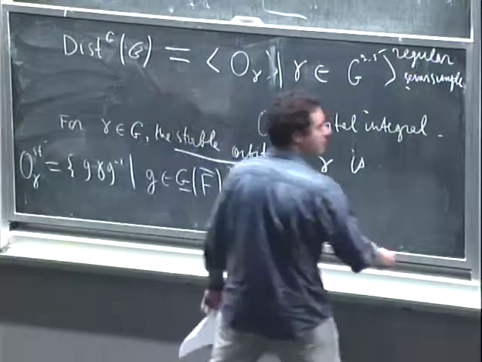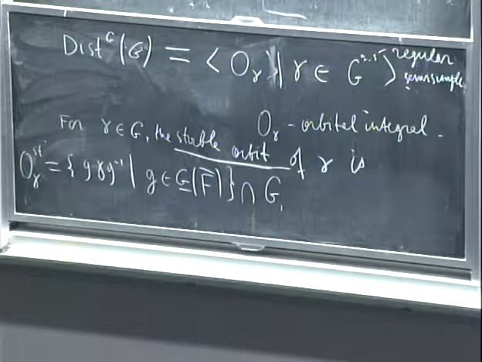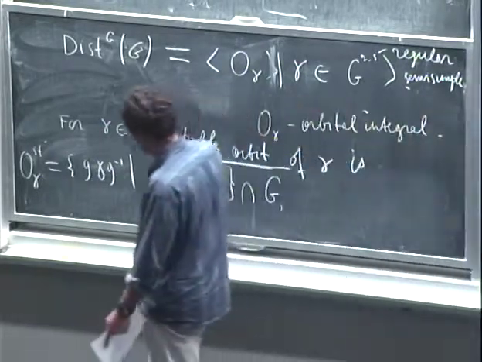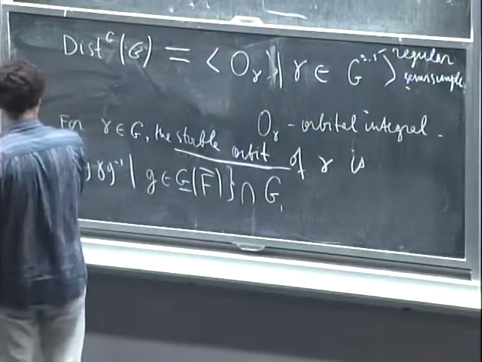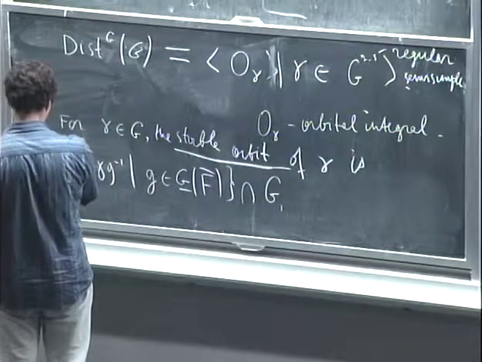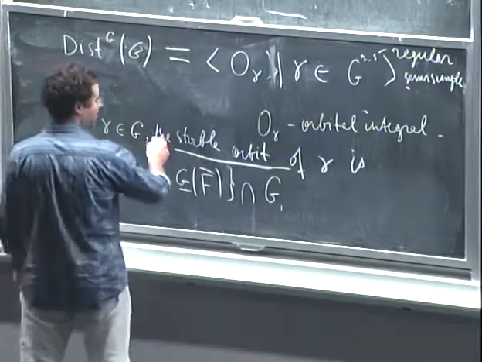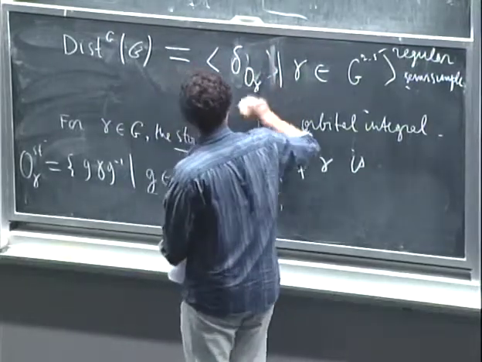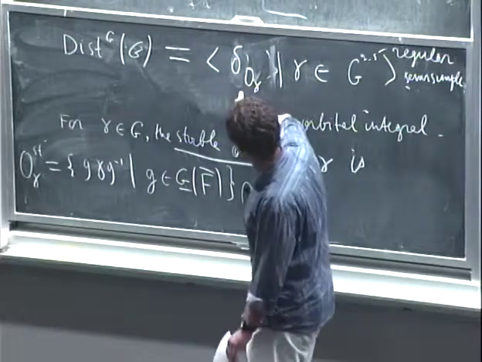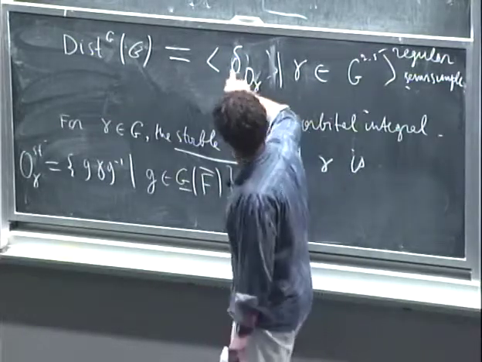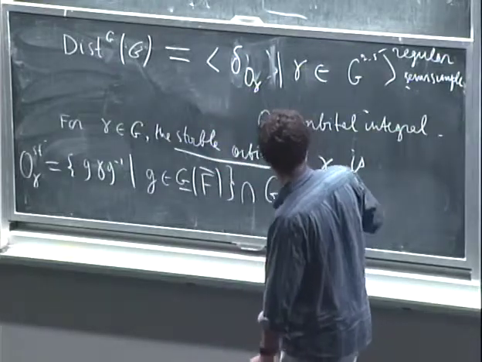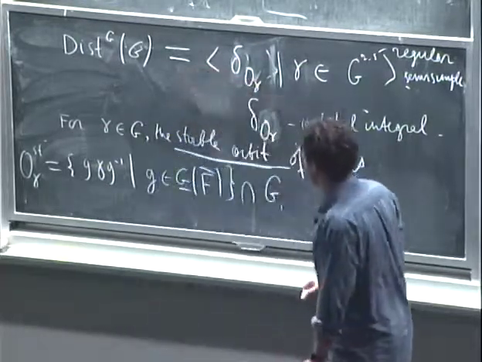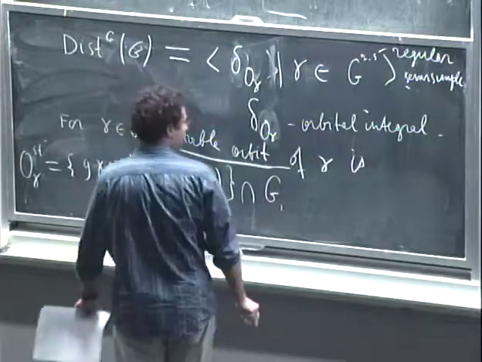And so the space of... so we can define the stable orbital integral as... Yeah, so maybe I should correct myself. Let O gamma be the orbit, and then the corresponding distribution, the orbital integral, be denoted by delta O gamma. So delta O gamma is the orbital integral. And then we have this stable orbit.